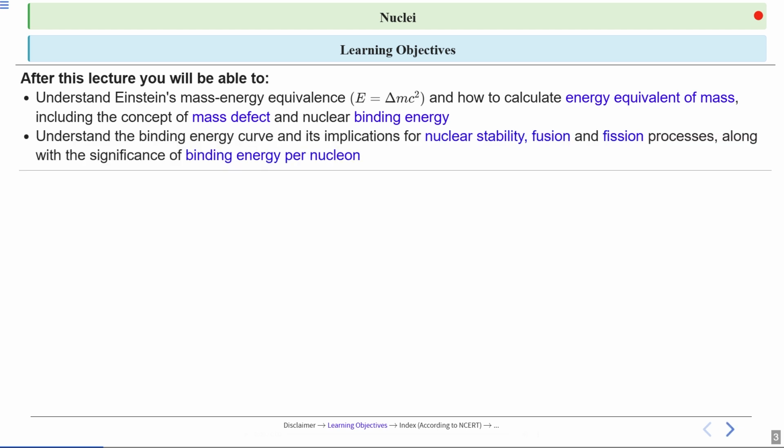You will be able to understand the binding energy curve and its implication for nuclear stability, fusion and fission processes, along with the significance of binding energy per nucleon.